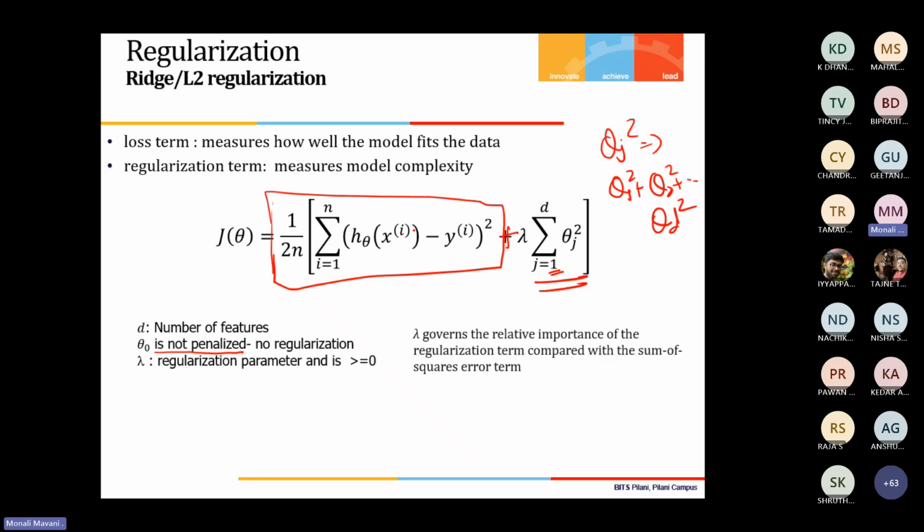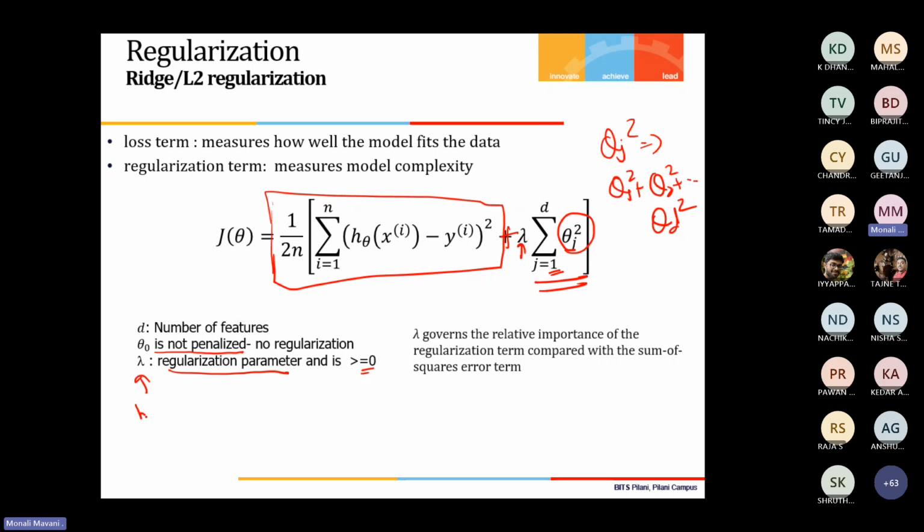We are not penalizing that. That's an important thing to remember. For the rest of the features, the coefficients, we are adding a term multiplied with a constant lambda. That lambda is known as a regularization parameter. It has some value greater than 0.